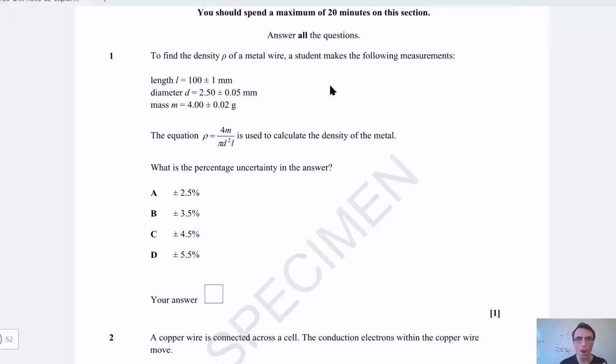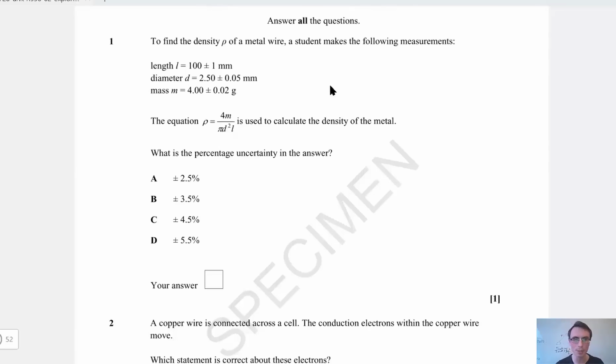Question 1, to find the density of the wire, a student makes the following measurements. The equation for M, etc. is used. What is the percentage uncertainty in the answer? Okay, so we're going to need to add the percentage uncertainties because we are multiplying and dividing quantities. What is the percentage uncertainty going to be in the mass? The way I always write this is right over left times 100.